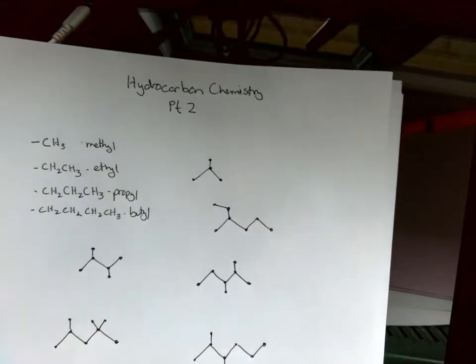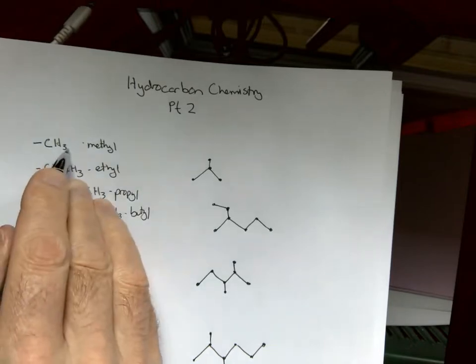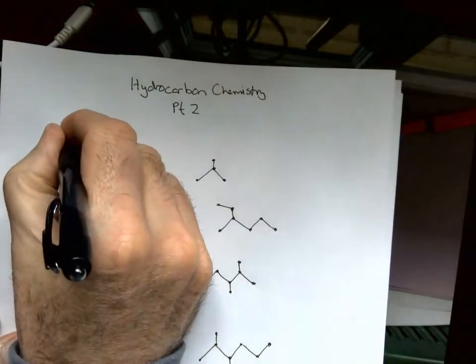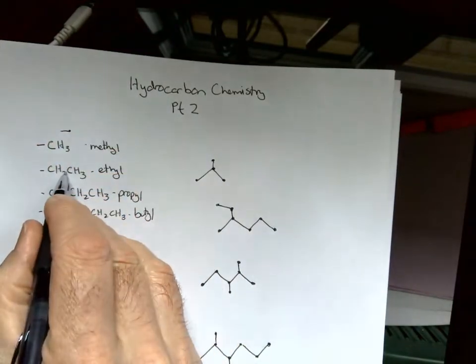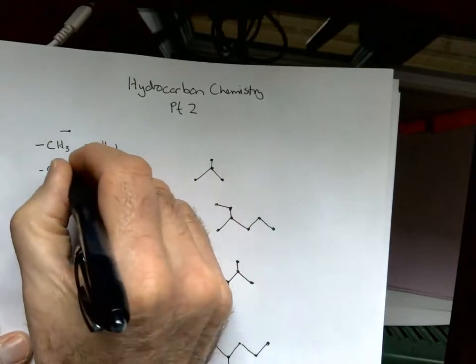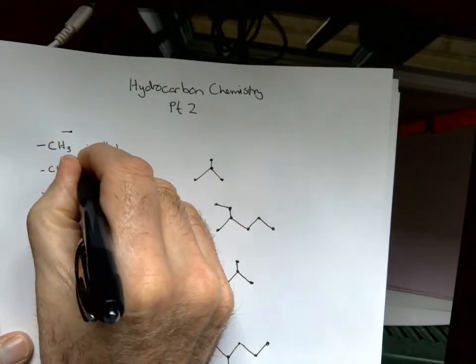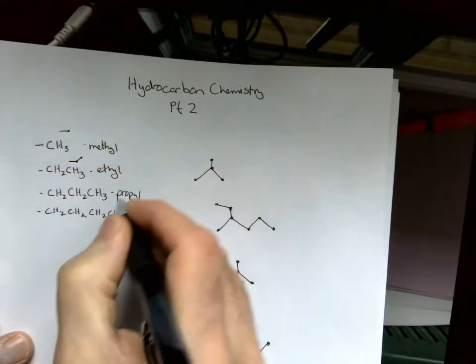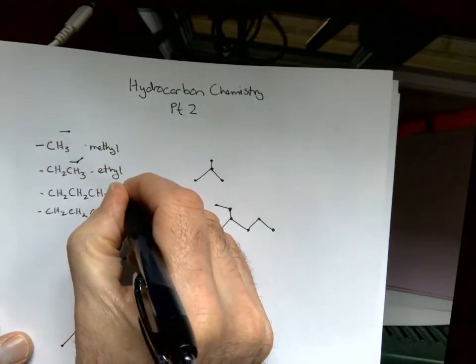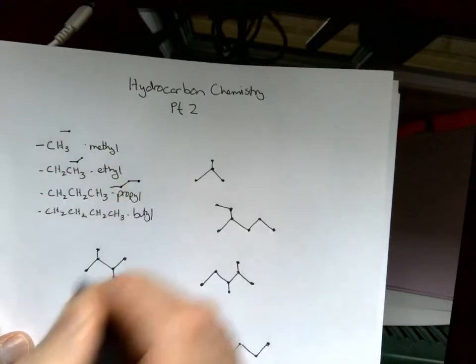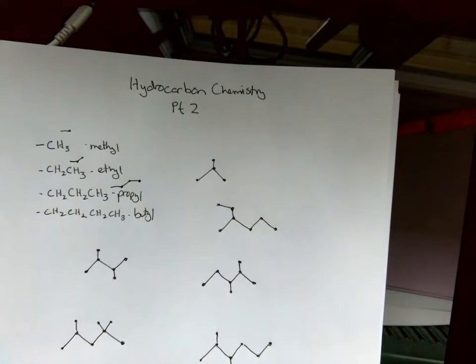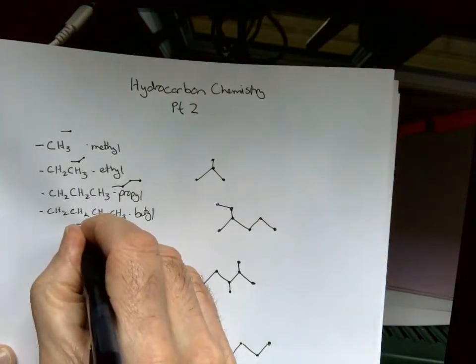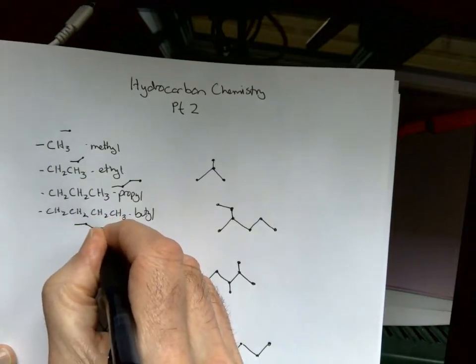Okay, what we're going to do now is put side chains on our carbon chains. If a side chain is 1 carbon in length, we call it a methyl. It's often drawn like that. If it's 2 carbons in length, we call it an ethyl. If it's 3, we call it a propyl. Don't worry too much about the directions where I keep changing directions, as long as you have 1, 2, or 3 carbons. And a butyl is a 4 carbon side chain.